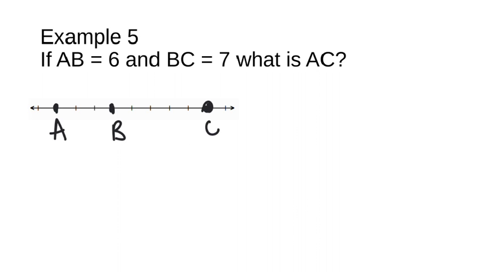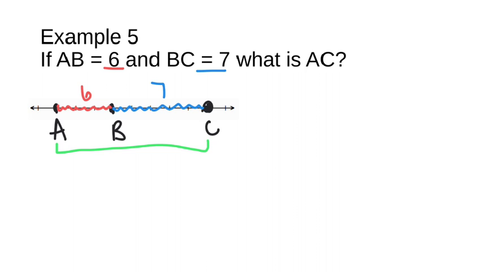So in this example, it says if AB is 6 and BC is 7, what is AC? So AB, they're saying, is 6. So this chunk here is 6. They're saying that BC is 7. So from B to C, this chunk is 7. They're asking what the whole thing between A and C is.